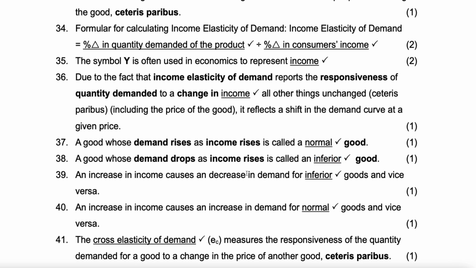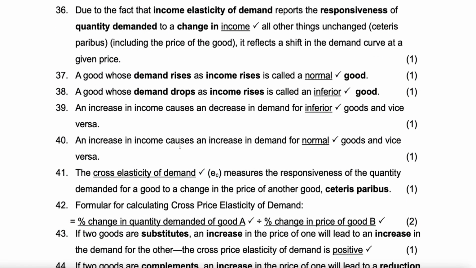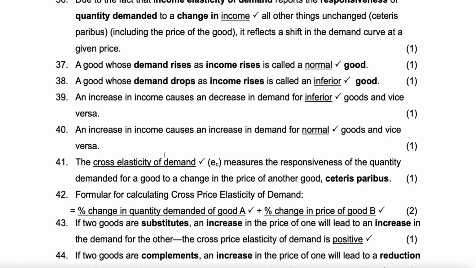But chicken feet is a bit different because people love chicken feet, and sometimes they don't purchase it because of income. Sometimes they purchase chicken feet because they just love to snack on it. Okay, so an increase in income causes a decrease in demand for inferior goods and vice versa. So an increase in income causes an increase in demand for normal goods and vice versa also.